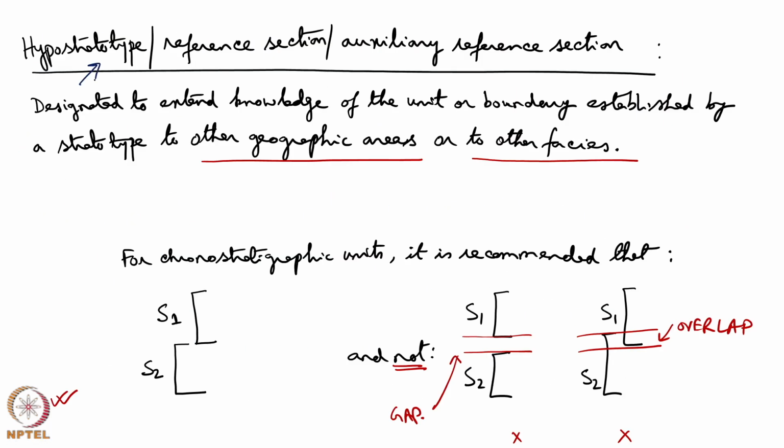What is a hypostratotype, which is known as a reference section, also known as the auxiliary reference section. This word auxiliary indicates supplementary or supportive. So, therefore, the definition is: it is designated to extend the knowledge of the unit of boundary established by a stratotype to other geographic areas or to other phases.